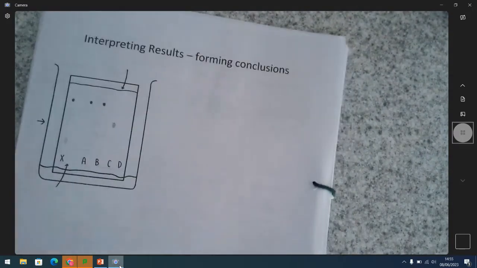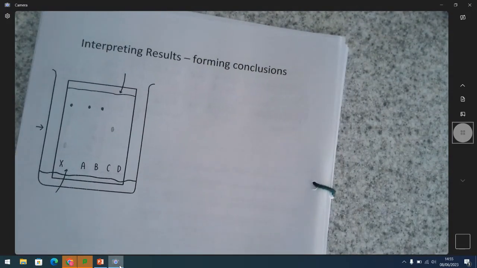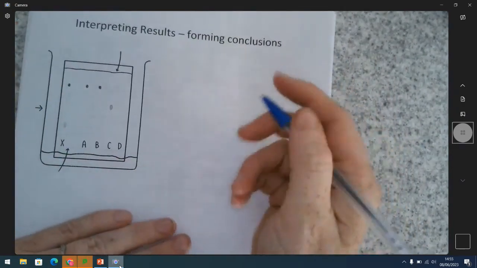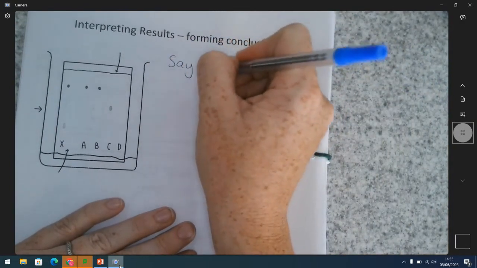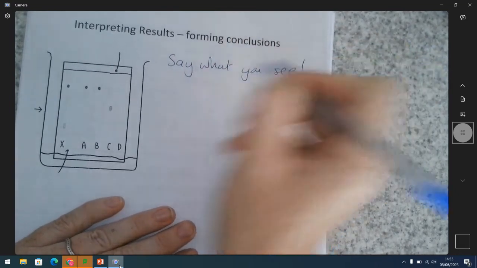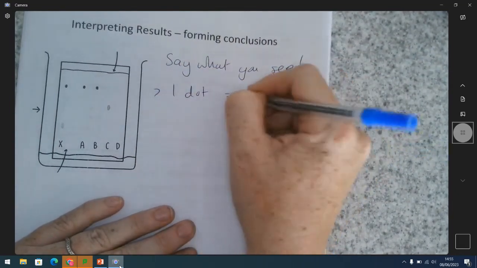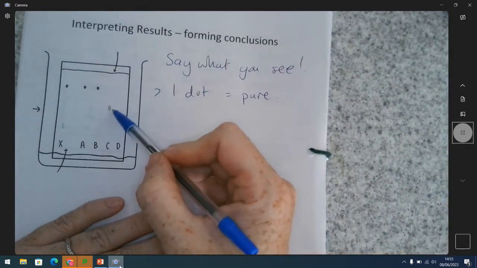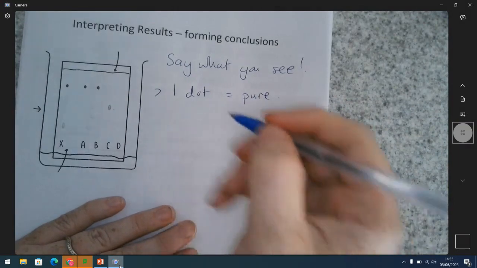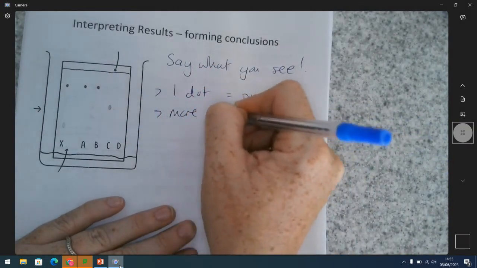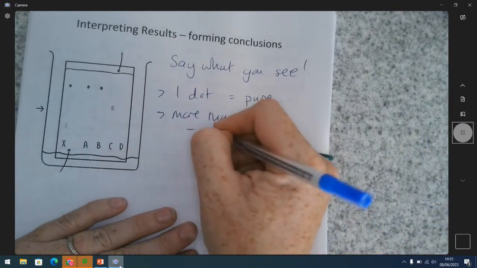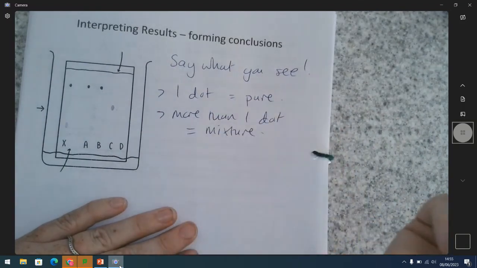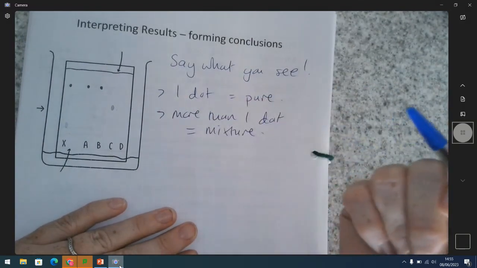Or you get asked about forming conclusions from chromatograms. For some reason, students seem to leave these blank, and yet they're usually 3-mark questions, and they're usually dead easy to pick up marks here. So the first thing I'm going to say is say what you see, okay? If you've got 1 dot, then that means you've got something that is pure, okay? So C, for example, I would say is a pure substance. If you've got more than 1 dot, like X, you can see I've got 2 dots there, then I'm going to say that that is a mixture. So if this was a 3-mark question, I've already picked up 2 marks.